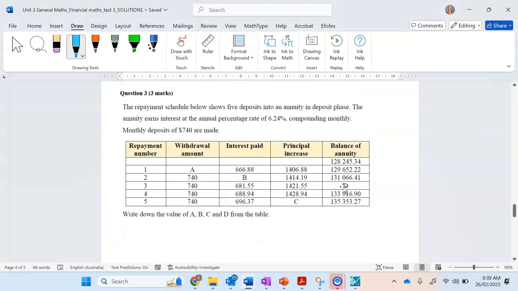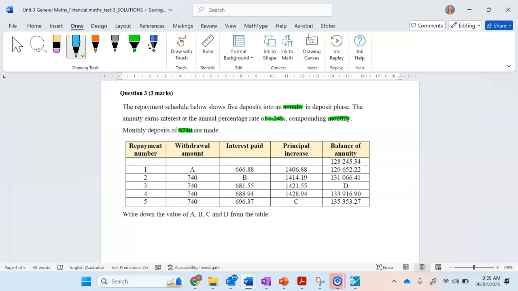Question 3. The repayment schedule below shows 5 deposits into an annuity in deposit phase. All right, so that means we're actually putting money into our annuity. We're not taking out any money. The annuity earns interest at the annual percentage rate of 6.2% compounding monthly. Monthly deposits of 740 are made. All right, write down the value of A, B, C, and D from the table.